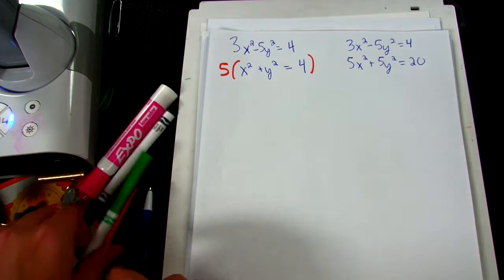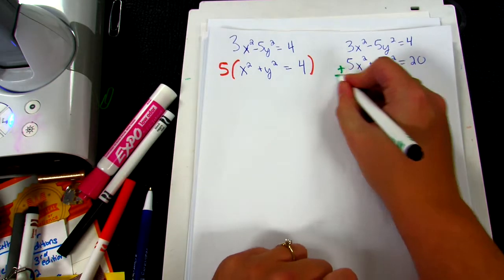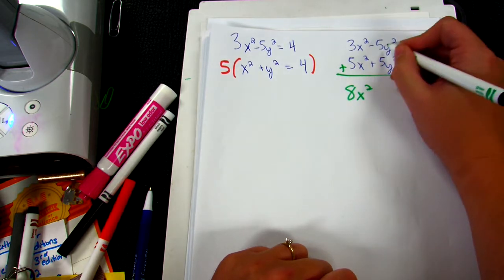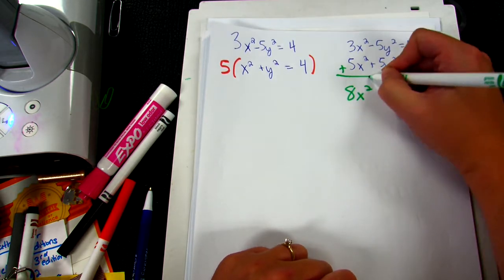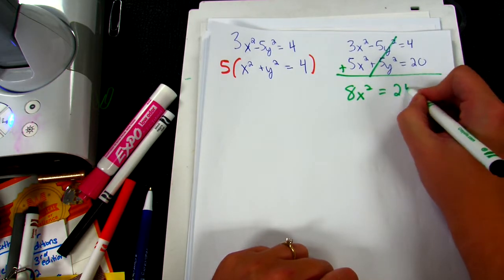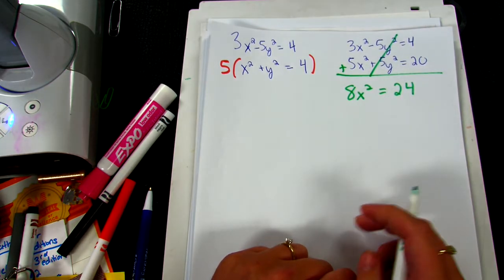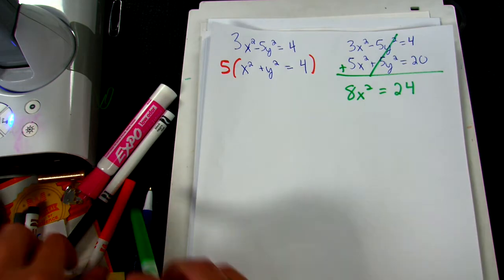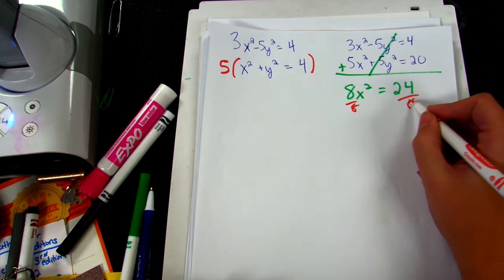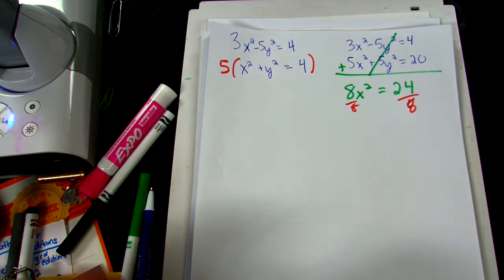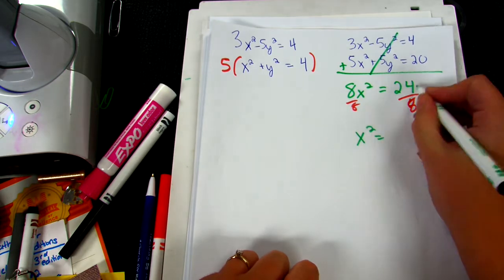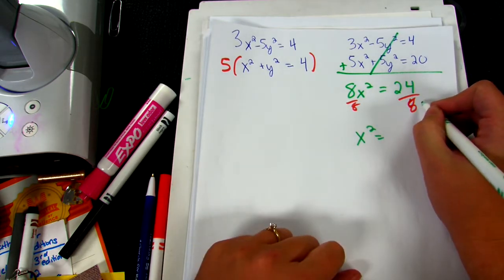Now treat that like a big addition problem. 3x squared plus 5x squared is 8x squared. The -5y squared and 5y squared cancel. 4 plus 20 is 24. All right, now we're going to divide both sides by 8. And x squared becomes 24 divided by 8, which is 3.